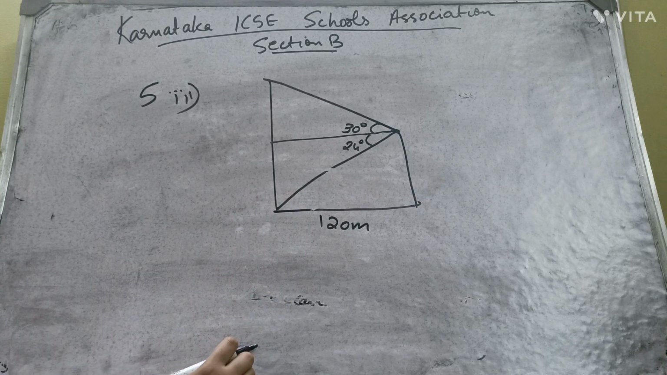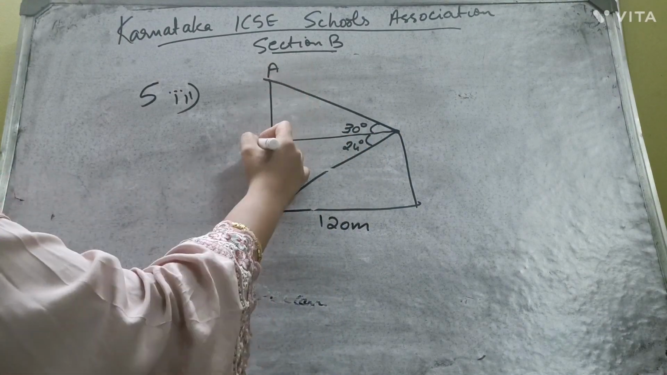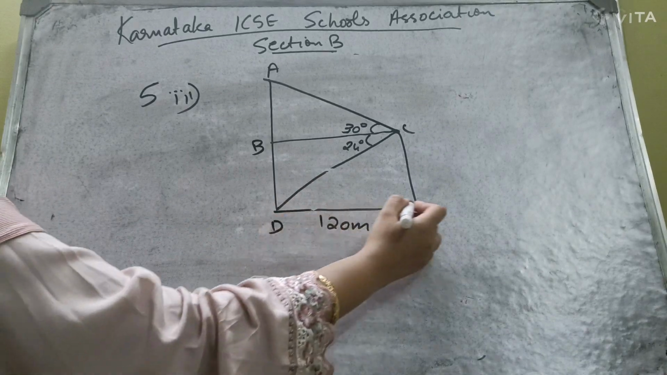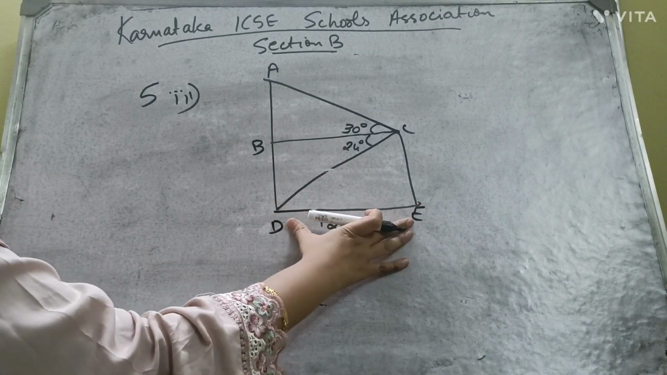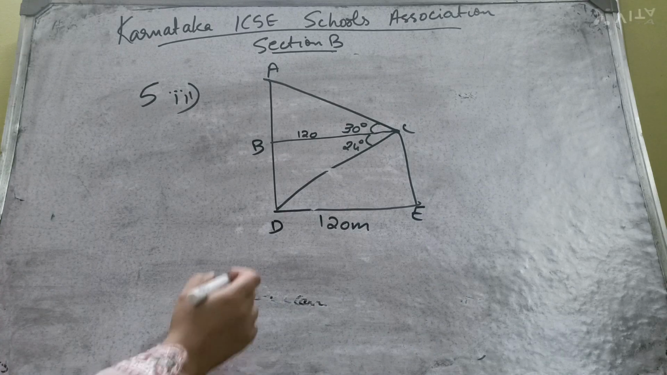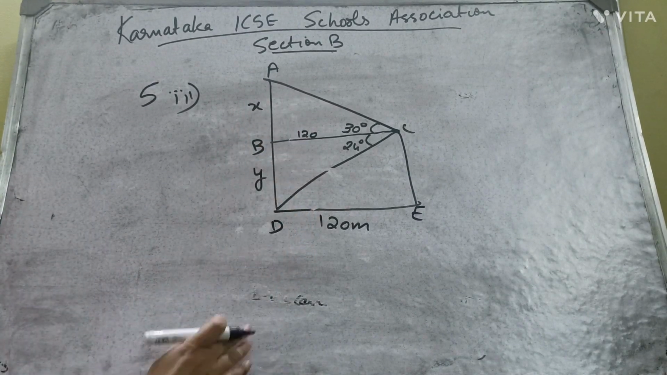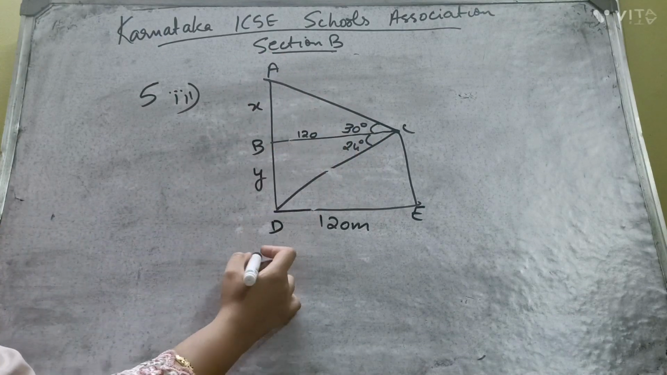So here, what do we have to find? Find the height of the two towers and give your answer to three significant figures. Alright, so what do we do? Let us first mark this as A, B, C, D and E. If this DE is 120, BC is also going to be 120. I will take this as X and I will take this value as Y.